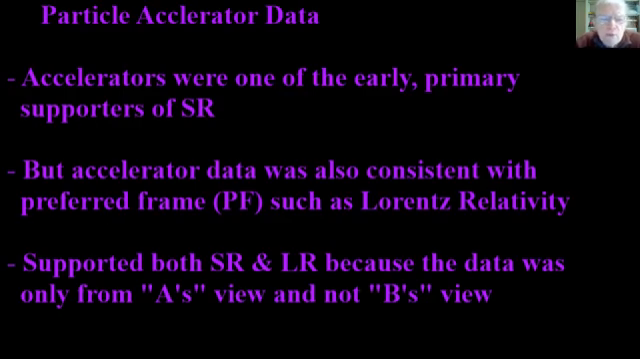Okay, what does the particle accelerator data show? Well, accelerators were one of the early primary supporters of special relativity. But accelerator data was also consistent with preferred frame theory, such as Lorentz relativity. It supported both special relativity and Lorentz relativity because the data was only from A's view and not B's view. In other words, it was from the scientist's view, but not from the particle's point of view. So he couldn't tell if the data was symmetric, like special relativity's time dilation equation, or if it was asymmetric, like Lorentz relativity's clock retardation equation, which look the same except for one uses relative velocity and the other uses absolute velocity.